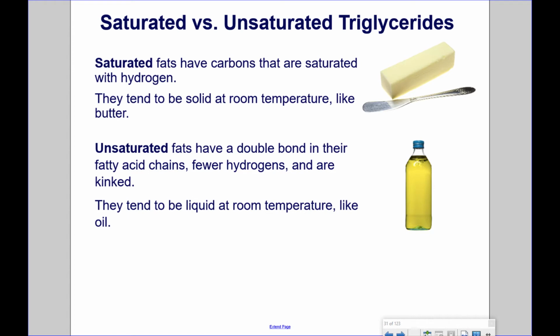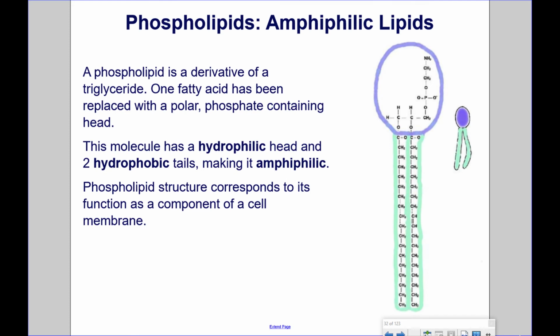Saturated versus unsaturated triglycerides. Saturated fats have carbons that are saturated with hydrogen. They tend to be solid at room temperature, like butter. Unsaturated fats have a double bond in their fatty acid chains, fewer hydrogens, and are kinked. They tend to be liquid at room temperature, like oil.